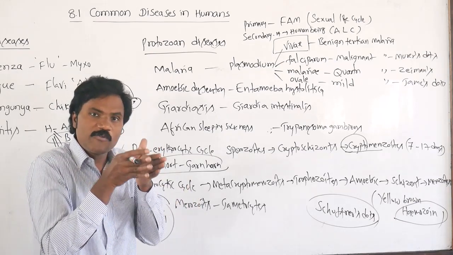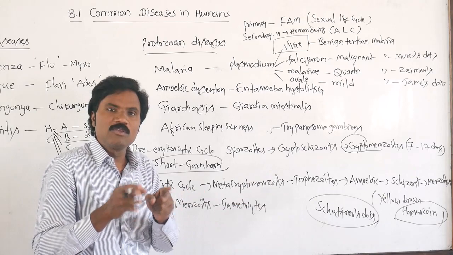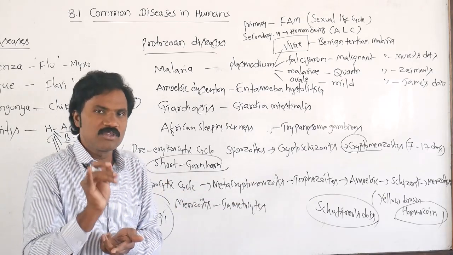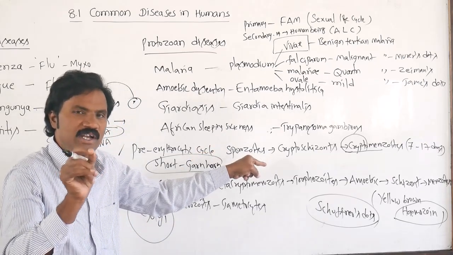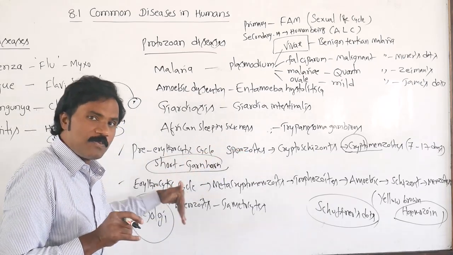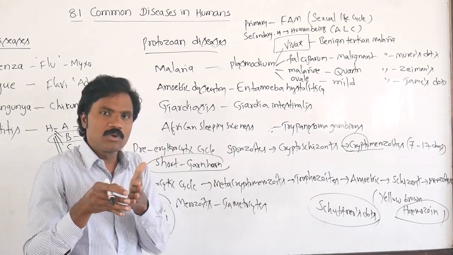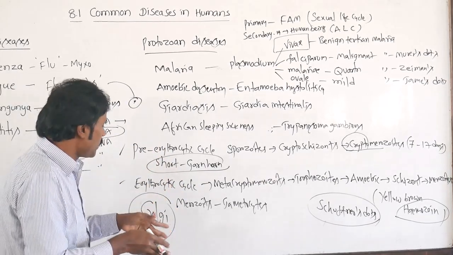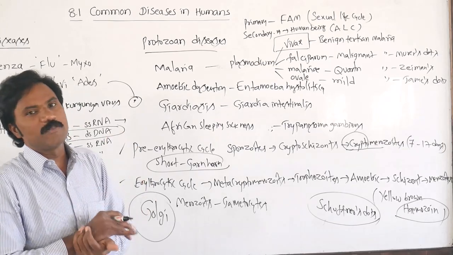In that specific period of time, its life cycle takes place within 2 days, that means 48 hours. Within 48 hours, it completes the erythrocytic cycle. Pre-erythrocytic cycle takes 7 to 17 days. Then, in this specific period of time, whenever the female Anopheles mosquito bites an infected human being, automatically the gametocytes enter into the female Anopheles mosquito.